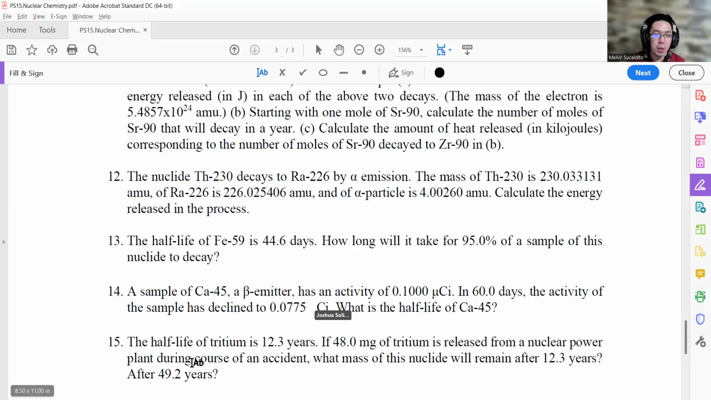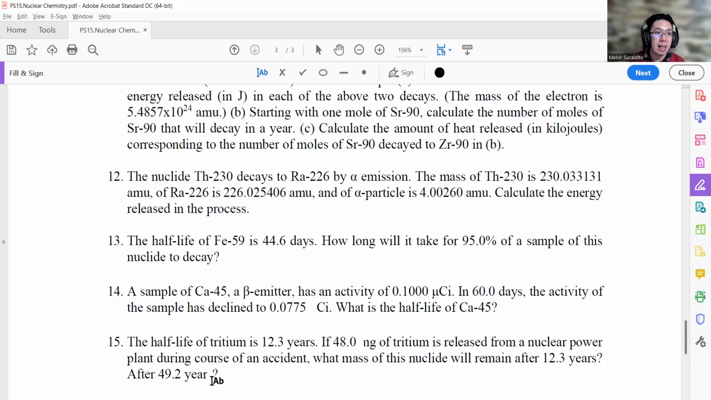So the half-life of tritium is 12.3 years. If I have 48 milligrams of tritium released from a nuclear power plant during the course of an accident, what mass of this nuclide will remain after 12.3 years? This is really easy, the first question. And then after 49.2 years, so almost half a century.